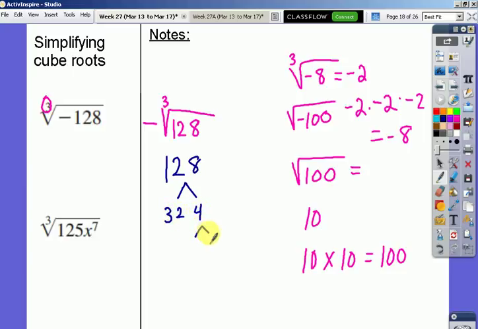4 breaks down to 2 and 2. 32 breaks down to 8 and 4. 4 breaks down to 2 and 2. Even though we didn't use 2 at first, we still have quite a large factor tree. So we still have that negative on the outside. And let me erase these little side bits here.